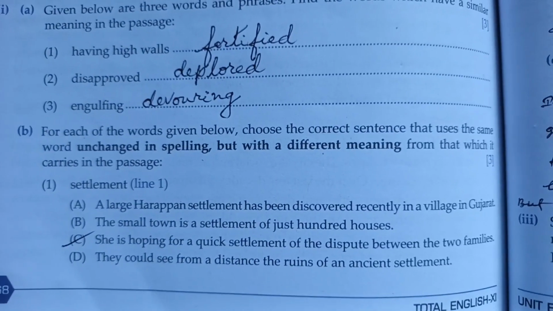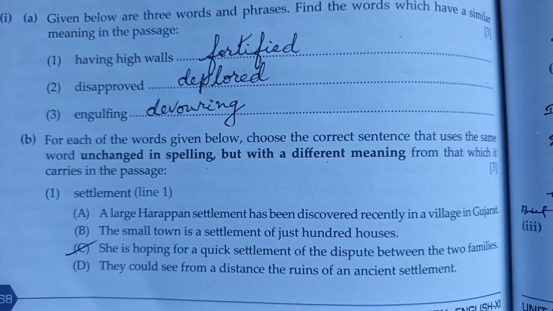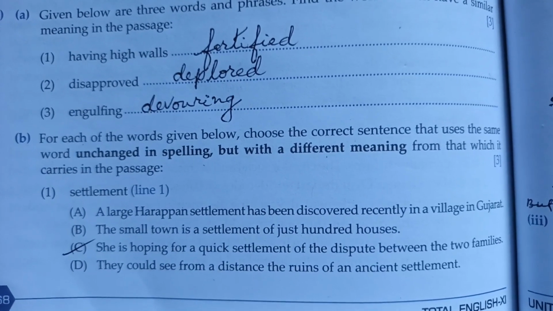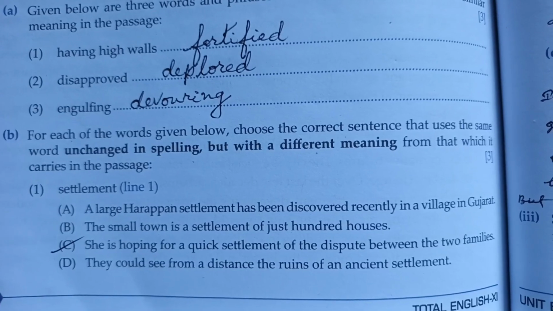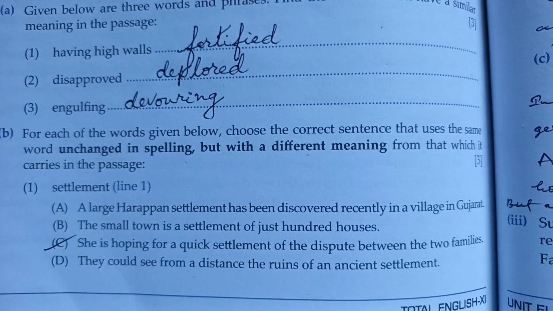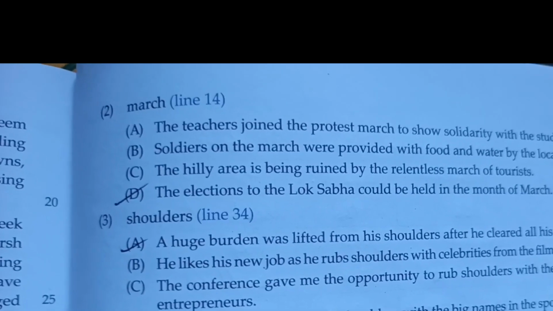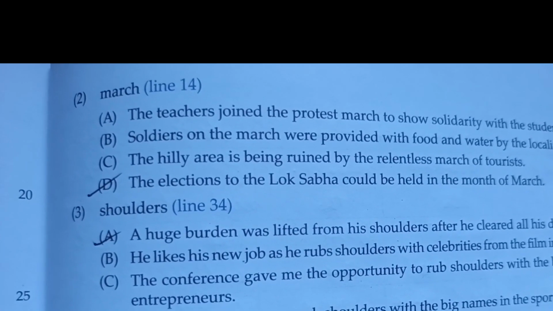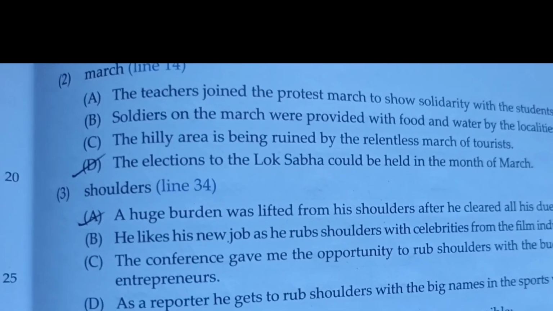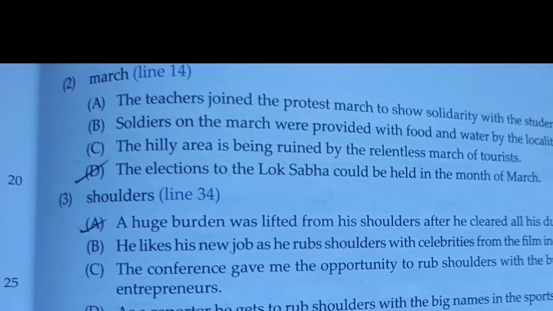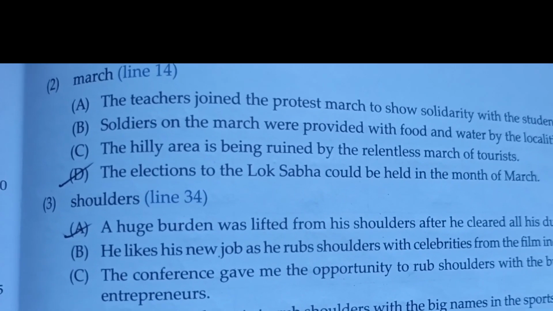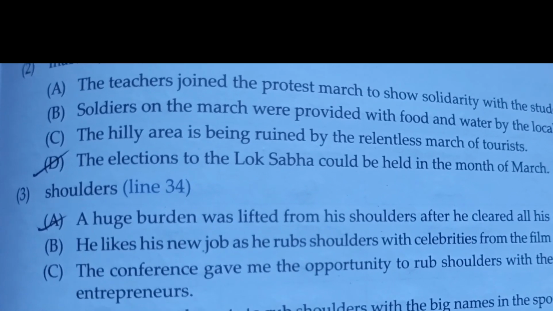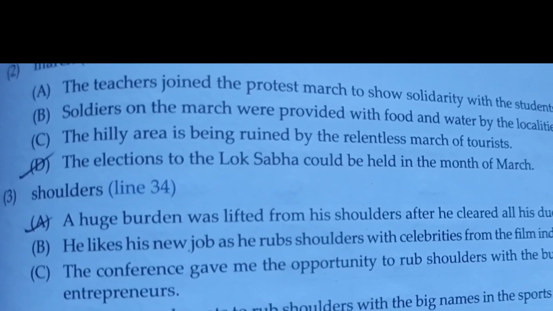Number B, here you have to select the correct options. So the first one, settlement. Here we can take option C. She is hoping for a quick settlement of the dispute between the two families. Next, March. Here option D could be taken. The elections to the Lok Sabha could be held in the month of March. Third, shoulders. Here option A could be taken. A huge burden was lifted from his shoulders after he cleared all his dues.